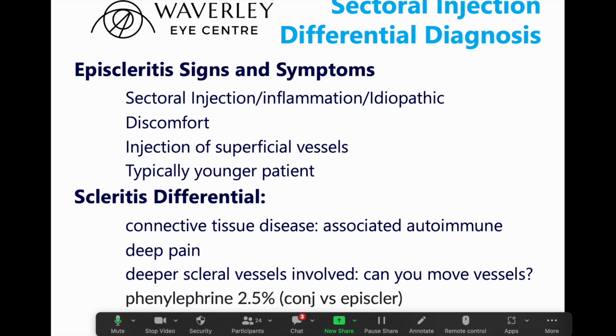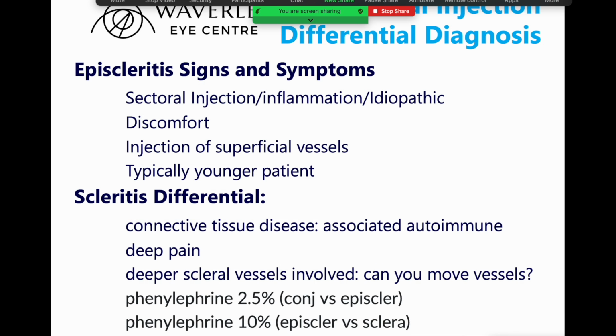The patient's going to present with some discomfort. They're going to have injection of those superficial vessels in the episclera and probably in the conjunctiva as well. And they typically occur in younger patients. So you want to differentiate this from a scleritis, which is an inflammation of the blood vessels of the sclera, because a scleritis is serious. Episcleritis, not so much. Scleritis is a connective tissue disease associated with autoimmune disorders. The patient's going to present with a lot of deep pain, a boring, really deep, uncomfortable pain. It's affecting the deep vessels of the sclera.